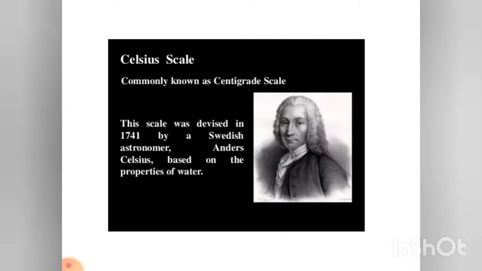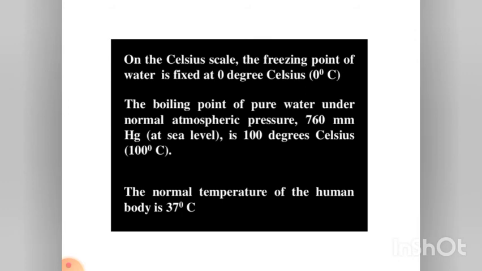The first of the three scales is the Celsius scale, which was devised by Andreas Celsius. In the Celsius scale, the freezing point of water is 0 degrees Celsius, and the boiling point of water is 100 degrees Celsius. Normal human body temperature can also be measured in Celsius, and that is 37 degrees Celsius.